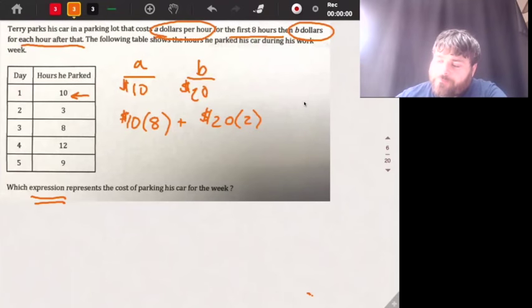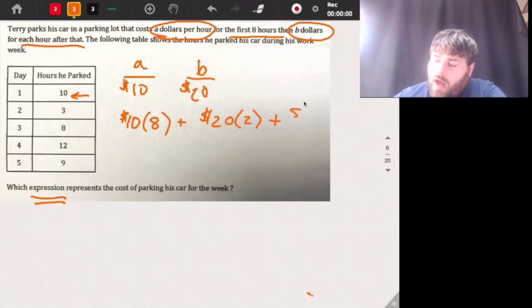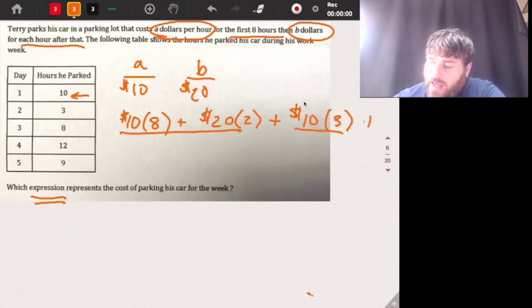So day 2, we would want to add that cost, right? Day 1 plus the cost of day 2. We're just going to add up all the cost of each day to get the total, okay? The next day would be $10 times 3, because he had 3 hours at a $10 rate. That's day 2. So day 1, day 2, we're going to add to that day 3. Day 3 was 8 full hours. So that's $10 per hour times the number of hours. That would give you the total.